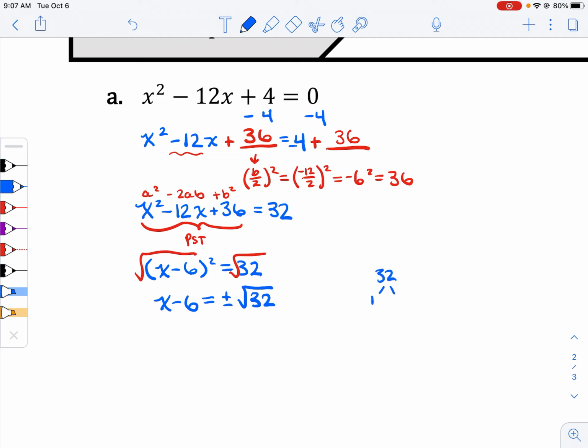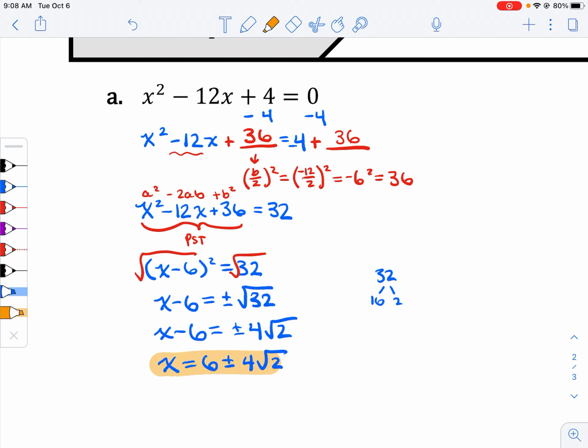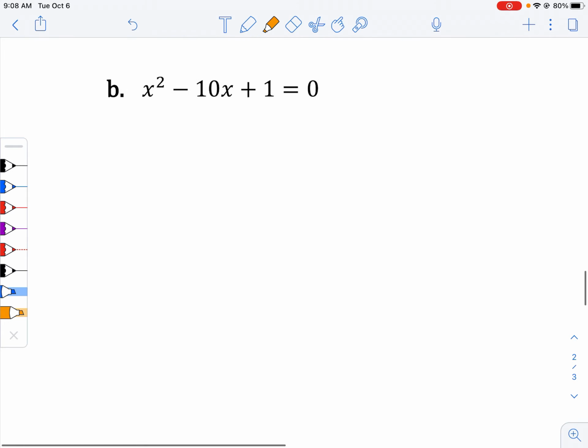32 is divisible by 16 and 2. So this will simplify as x minus 6 equals plus or minus 4, which is my square root of 16, times the square root of 2. Add 6 to both sides, so I have x equals 6 plus or minus 4 root 2. So that is completing the square. It's a couple steps, but it's not too bad. Let's look at example B.